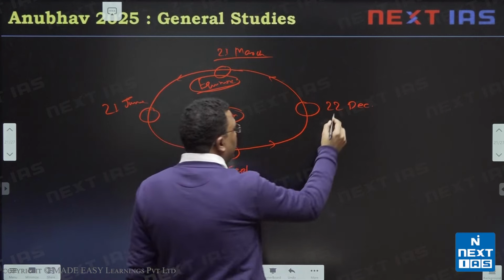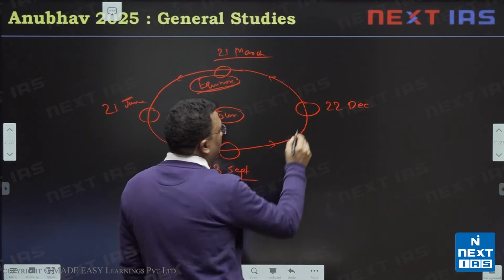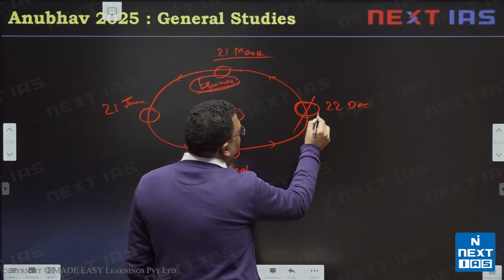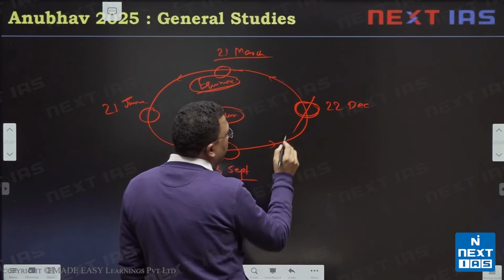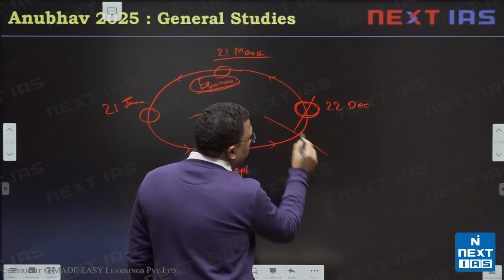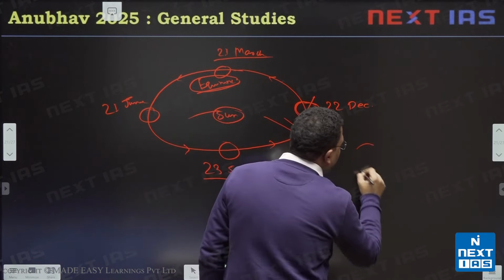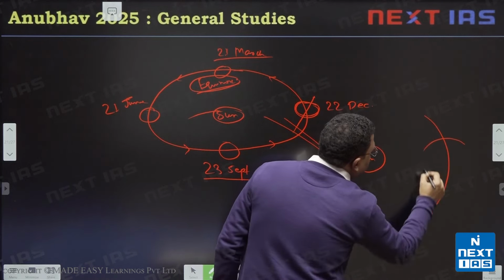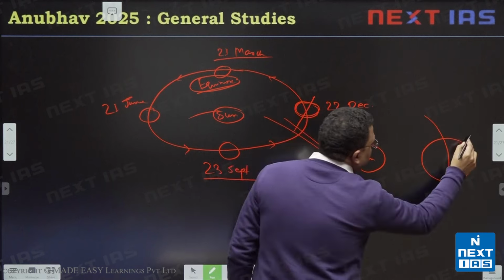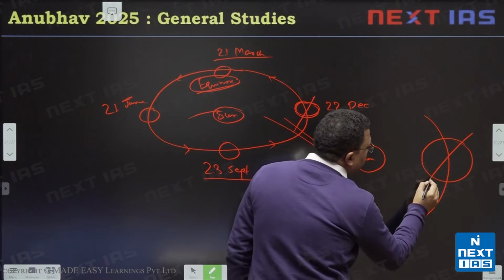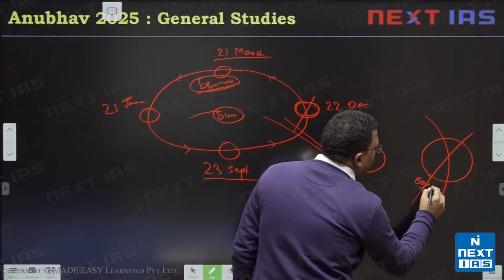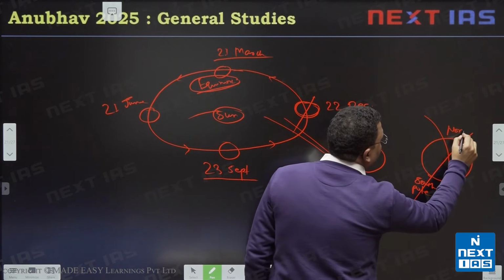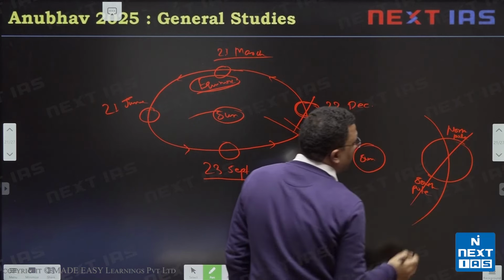Now let's see what the position is on 22nd December. On 22nd December, this is Earth and this is the axis of Earth, right? So if I draw it here bigger, let's say this is the Sun, this is Earth, right? And this is the position. Here the south pole is tilted towards the Sun and the north pole is tilted away from the Sun, right?